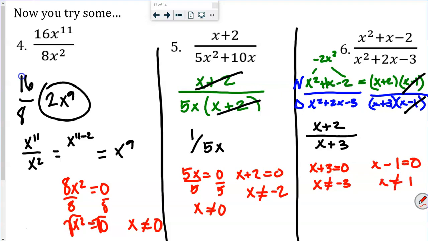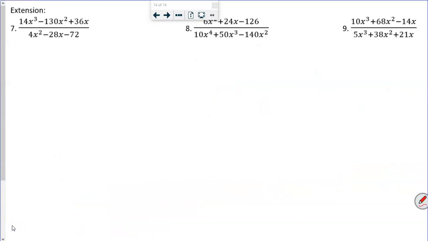Okay? So we have a couple extension questions here. You guys can do this or not. It's your call, but these are a little harder. Okay? So I'm looking at this 14x to the third minus 130x squared plus 36x. So I noticed that everything's divisible by 2 and x.